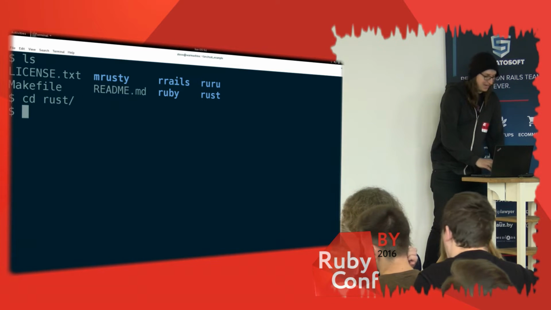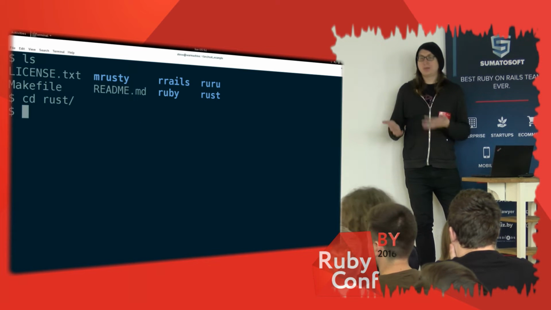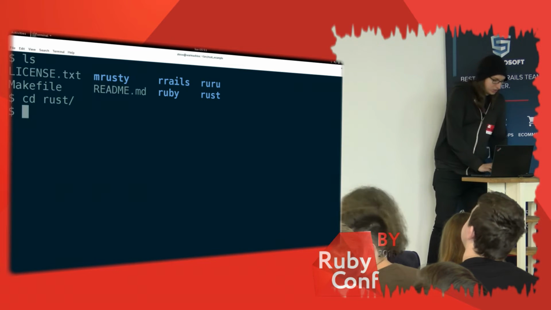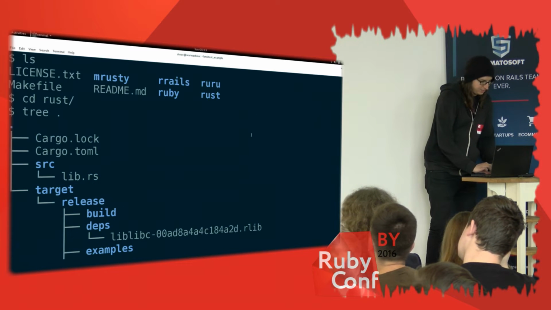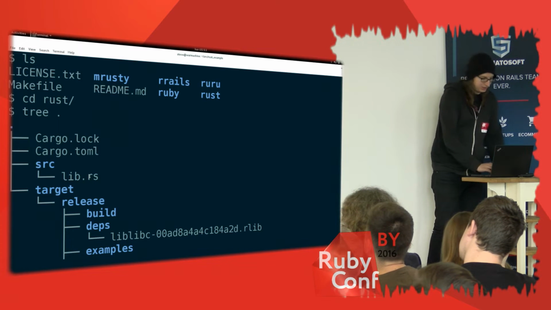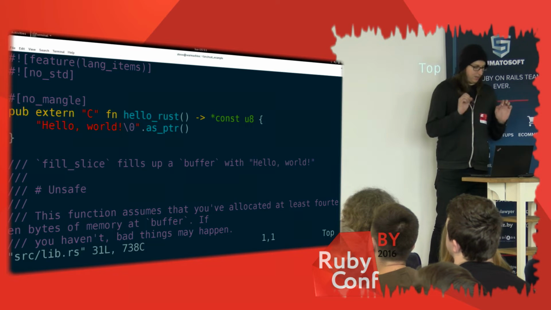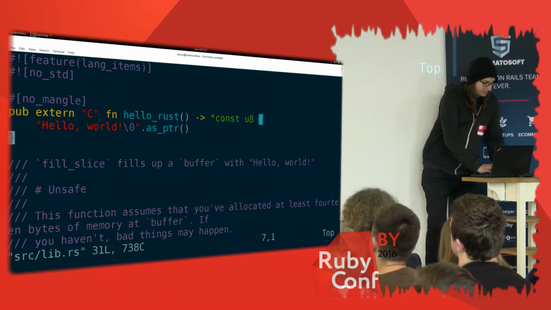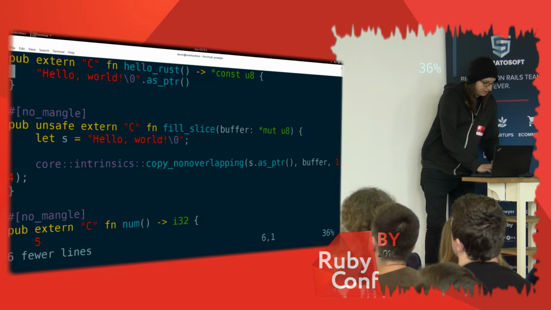The first one that we're going to do is make a Ruby gem in Rust. So I have some Rust source code here, and you can see it has the same source lib.rs file. If we go into source lib.rs, there's a whole bunch of junk in here. I'm going to remove these comments because we're not talking about comments right now.